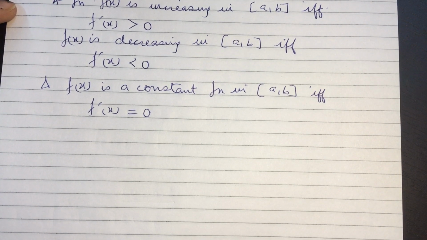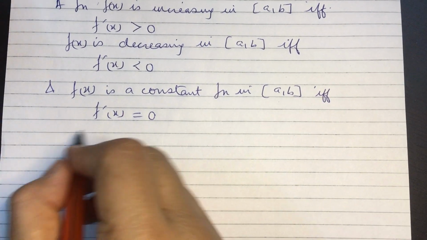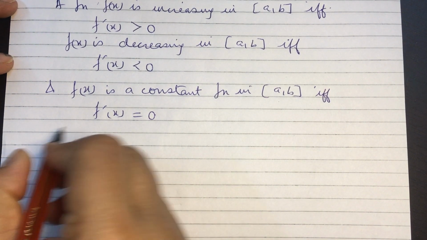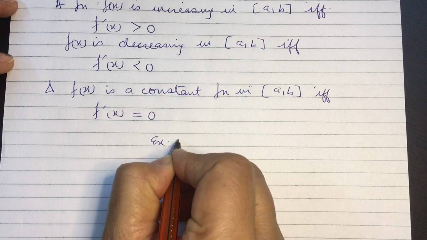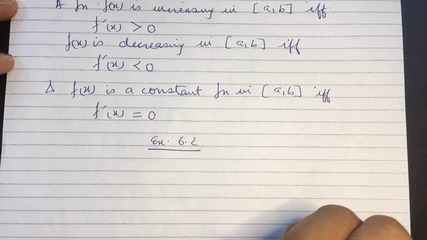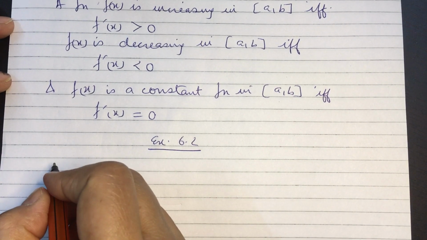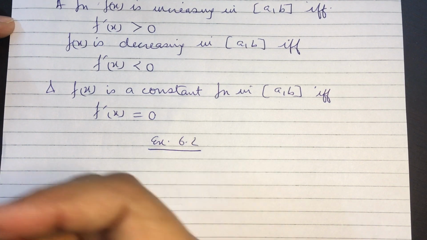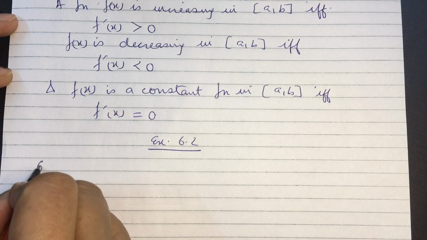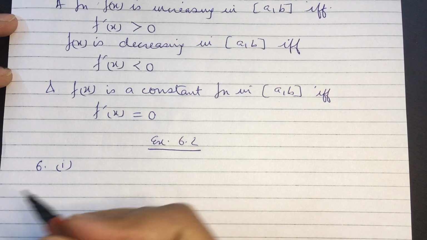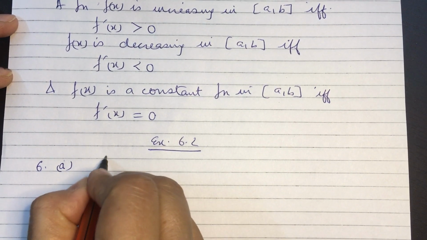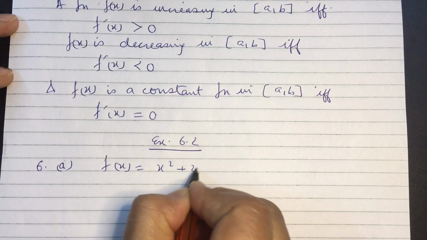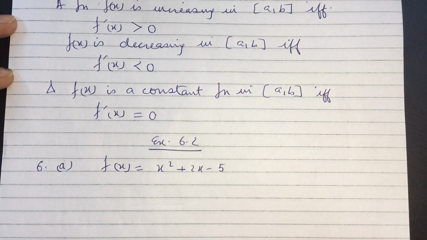Now with this concept, let's start with polynomial functions. Okay, now let's continue with exercise 6.2. Let's start with a very simple question, that is question number 6, first part. Okay, now it says that f(x) equal to x square plus 2x minus 5.